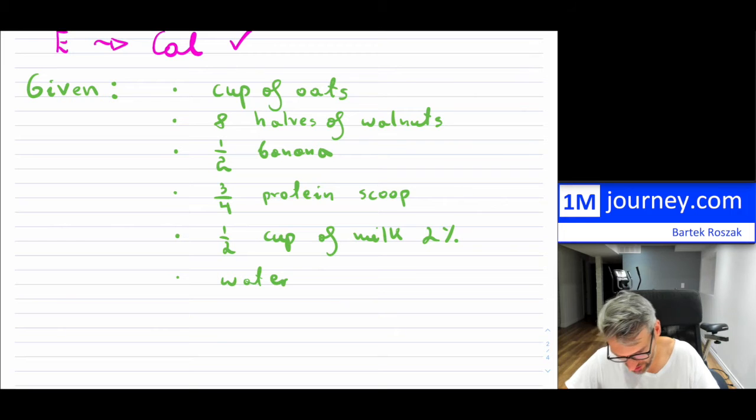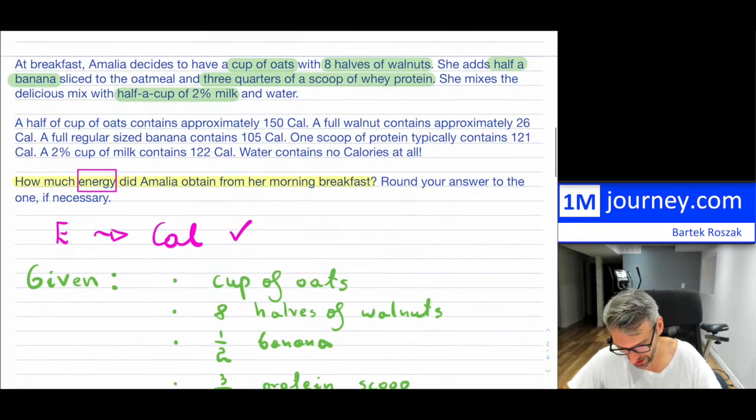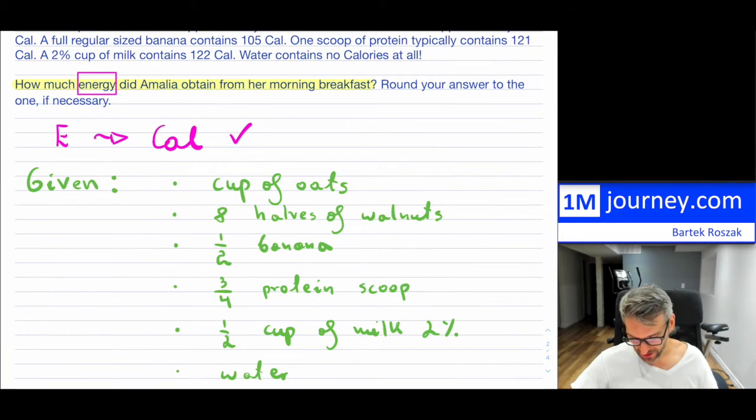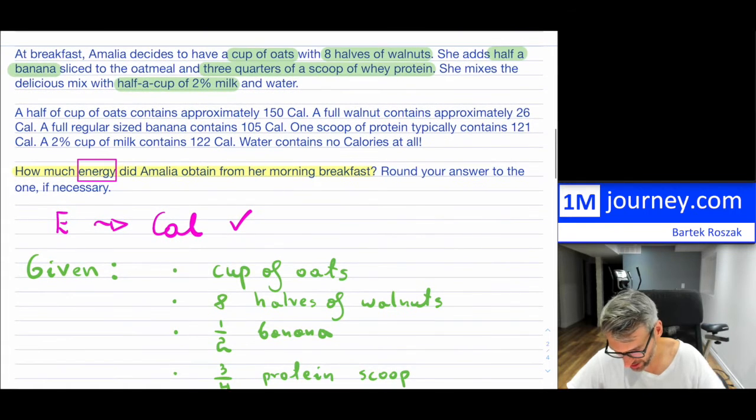Now, water is kind of irrelevant in terms of energy because they did tell us that water contains no calories. But I wrote it down anyways. All right, so those are all the items that I have. Now, for those items, the next thing is I'm going to continue. Now, they give us the calorie count for certain amounts.